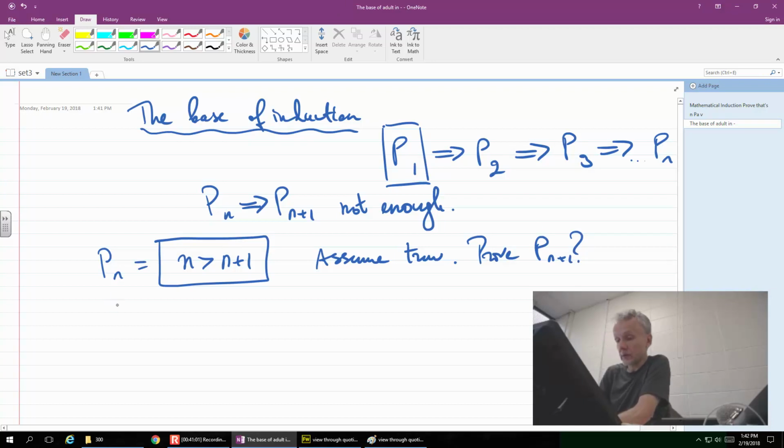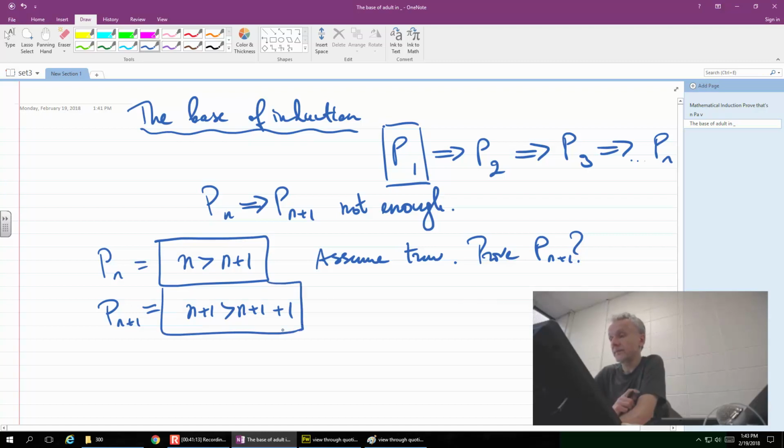Can you prove Pn plus 1? Let's just write what Pn plus 1 is. Once again, replace each n with n plus 1. So n plus 1 larger than n plus 1 plus 1. So one statement in the first box, second statement in the second box. Can you prove that the first implies the second?